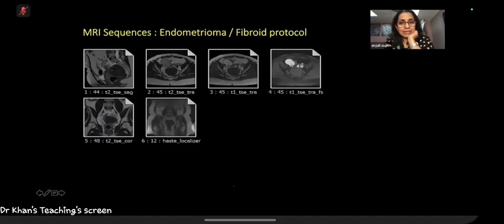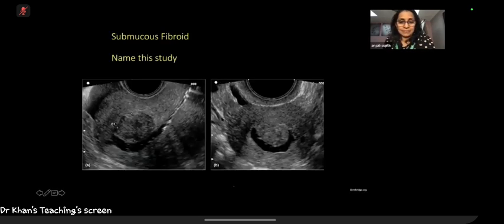Essentially, the MRI sequences taken for a fibroid or endometrioma protocol are the same. We need 3 planes of T2, axial, sagittal, and coronal, and a T1 axial and fat sat. Now, as a routine, you would not require contrast, but if there are any complex features, we might add a contrast sequence as well. Now, I've given the diagnosis.